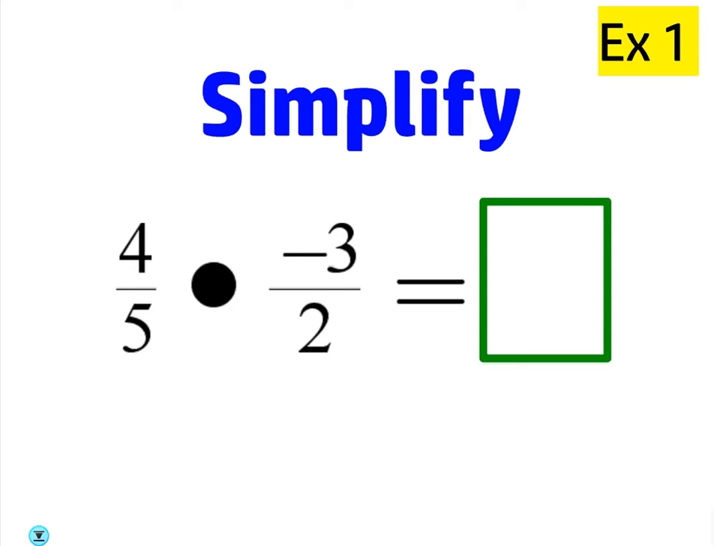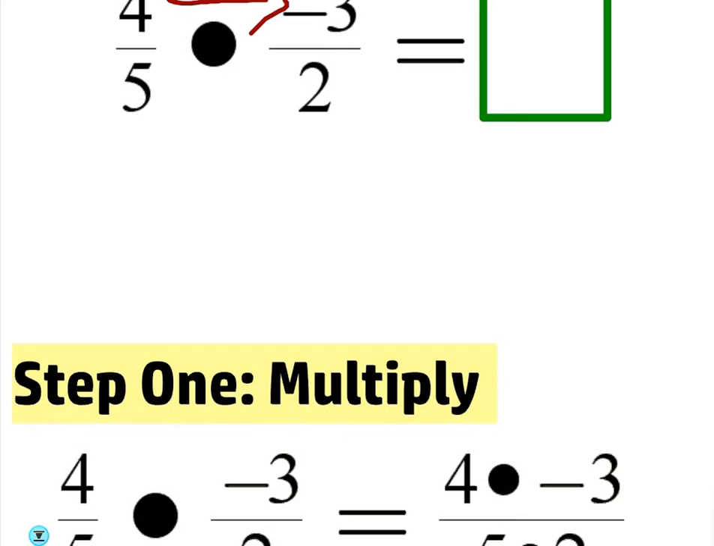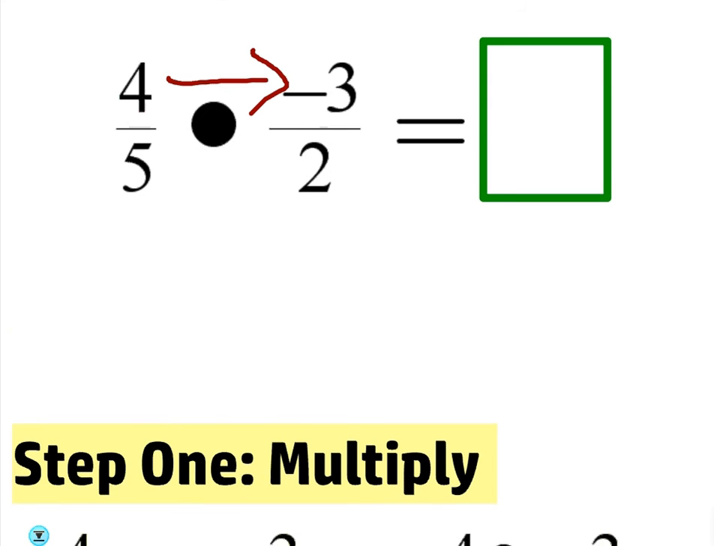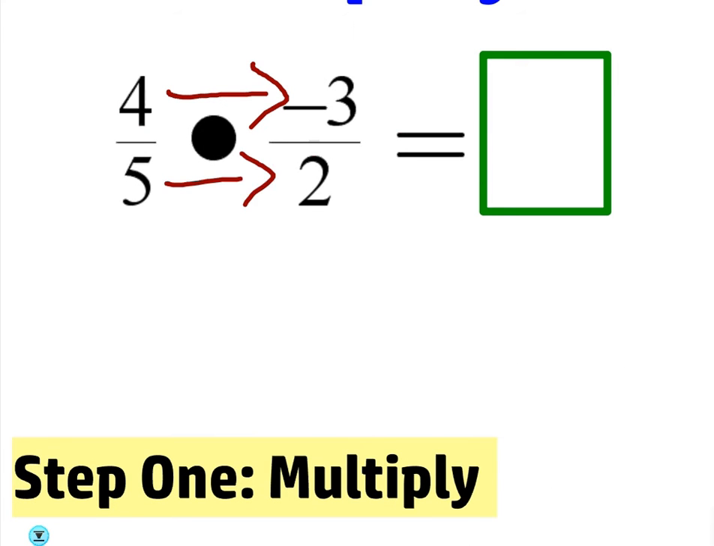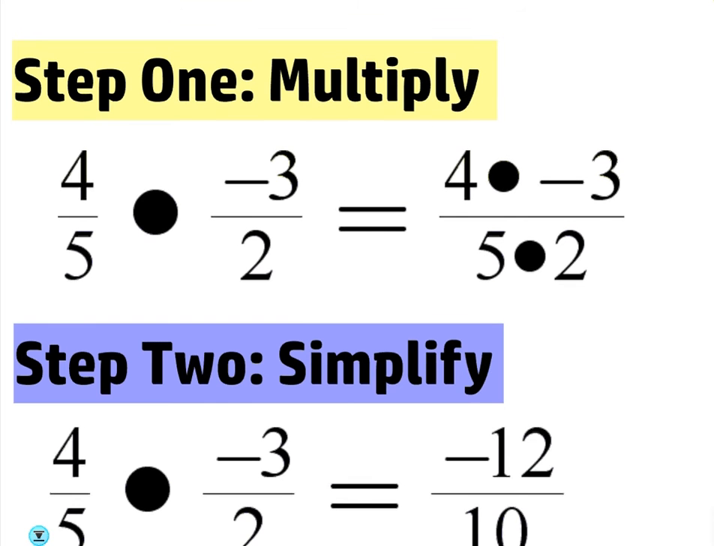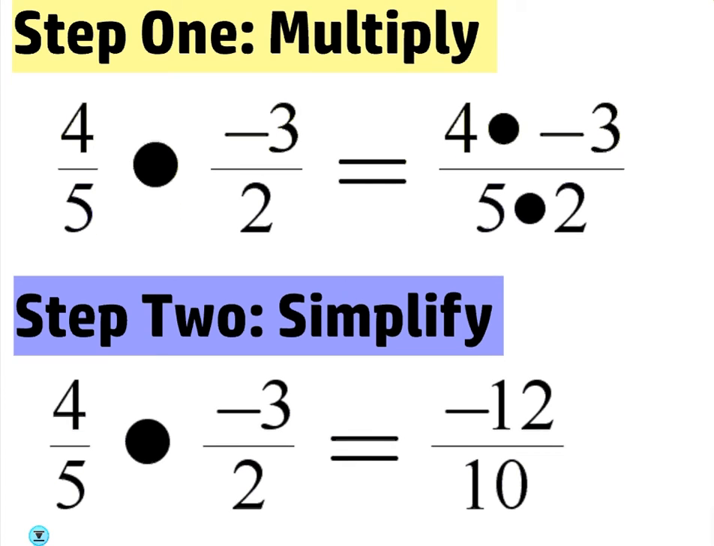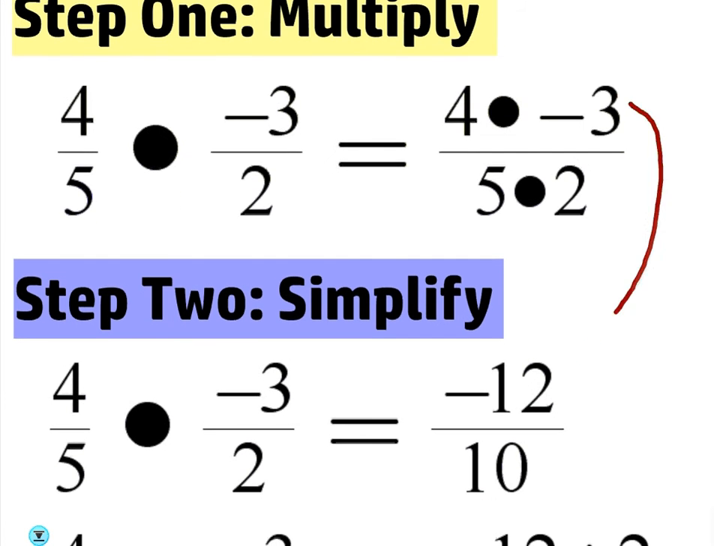So the first thing we're going to do is multiply the top. So we get 4 times negative 3. Then we're going to multiply the bottom. We get 5 times 2. 4 times negative 3 is negative 12. 5 times 2 is 10.